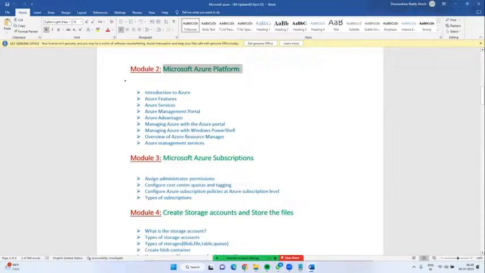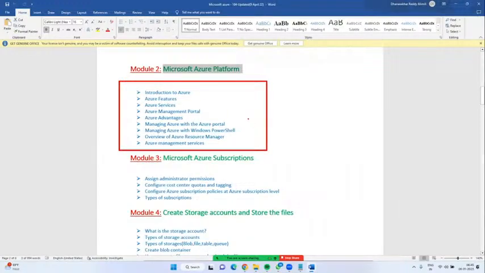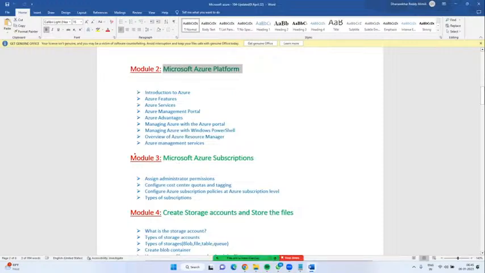Also we will go through the Azure portal, which has many options. How we can disable a few options, how to get frequently used services, all that we will see in module 2. Module 3 is subscriptions. What is a subscription, guys? Any idea generally?